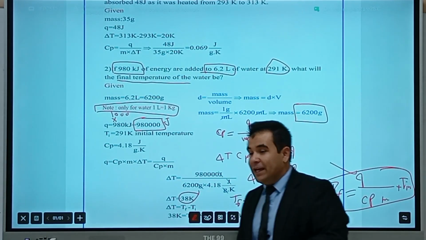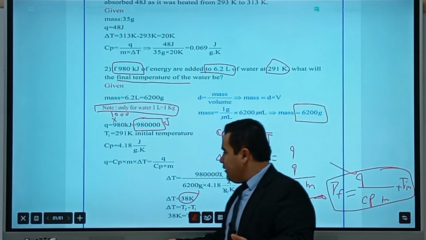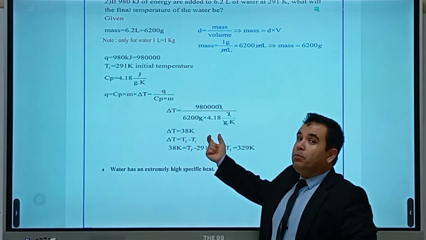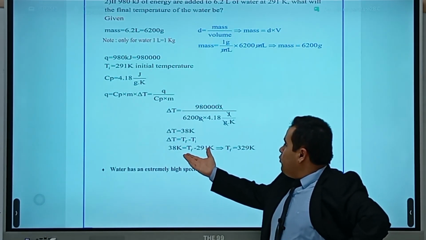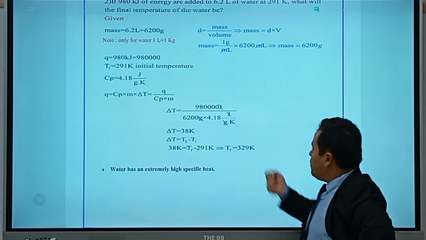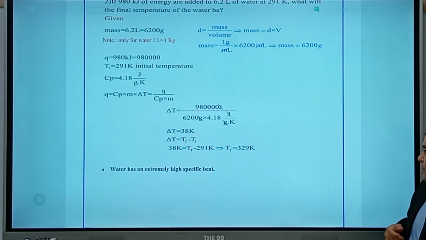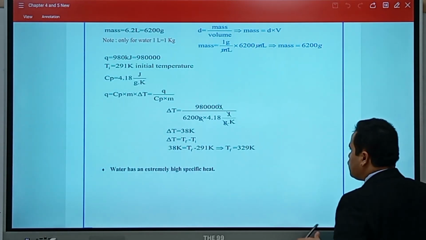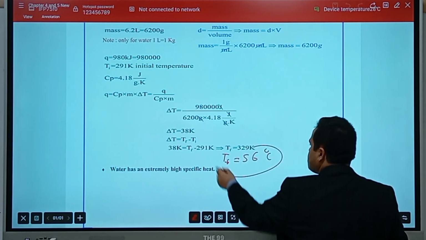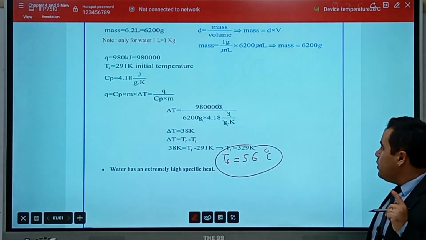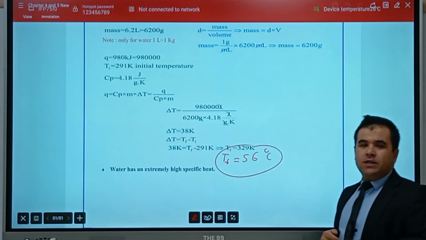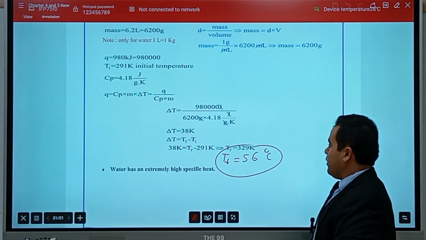Delta T is equal to 38 K. So the T final is equal to what? Delta T plus T initial. So 38 plus 291 results in 329 Kelvin. In the ministerial exam, the question said the T final is equal to 56 Celsius. This is true also. Why? Because when we convert this into Celsius, it will be 56 Celsius. That's the correct answer as well.